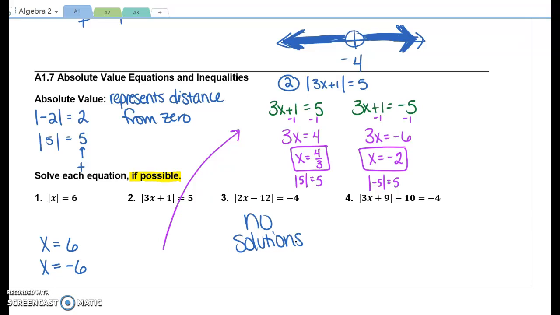Number 4, when we first look at it, we see that it equals a negative number. And you might be thinking, oh, no solutions, I don't have to do any work. But what looks different about number 4 compared to the other problems? There's that minus 10. All of our other equations have had absolute value by itself on the left. So our first step in number 4 is going to be to add 10 on both sides.